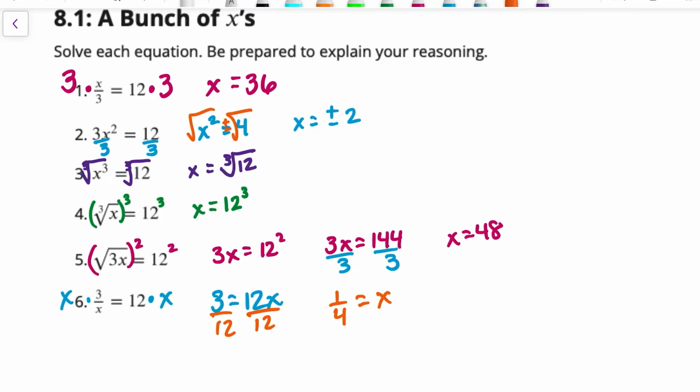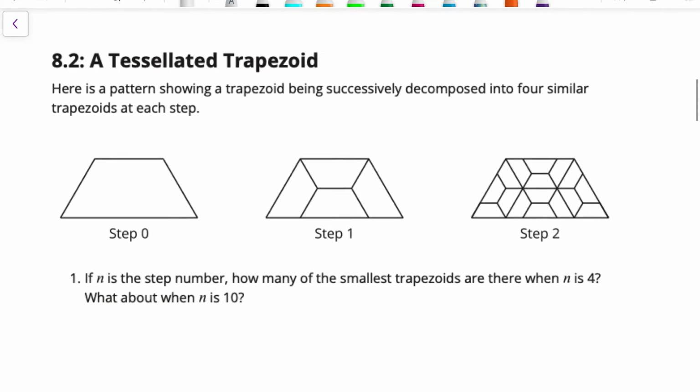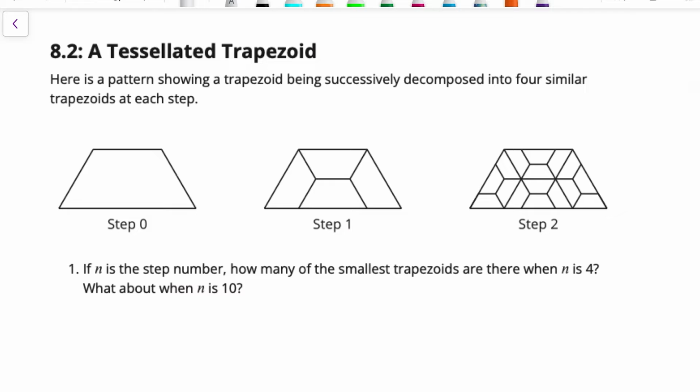All right, let's take a look at 8.2, a tessellated trapezoid. Here is a pattern showing a trapezoid being successively decomposed into 4 similar trapezoids, similar meaning that they are all the same shape, but not the same size necessarily as the original or necessarily as each other. So at each step, each of the trapezoids is divided into 4 similar trapezoids.